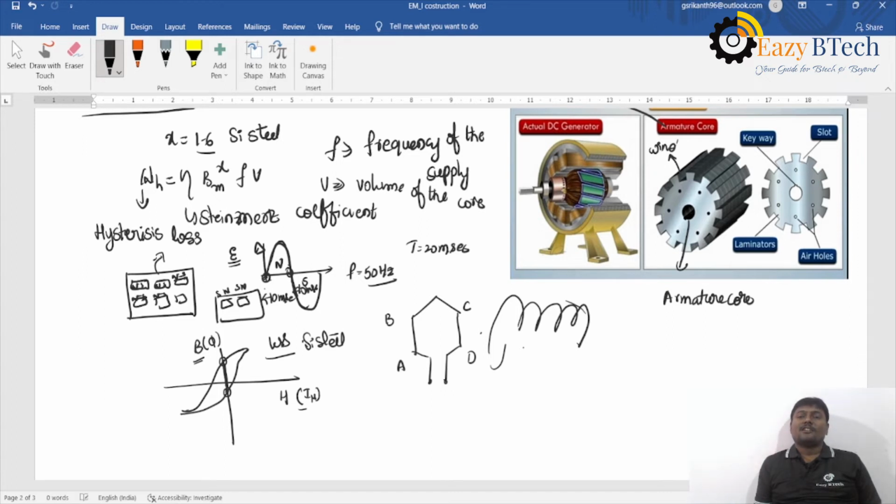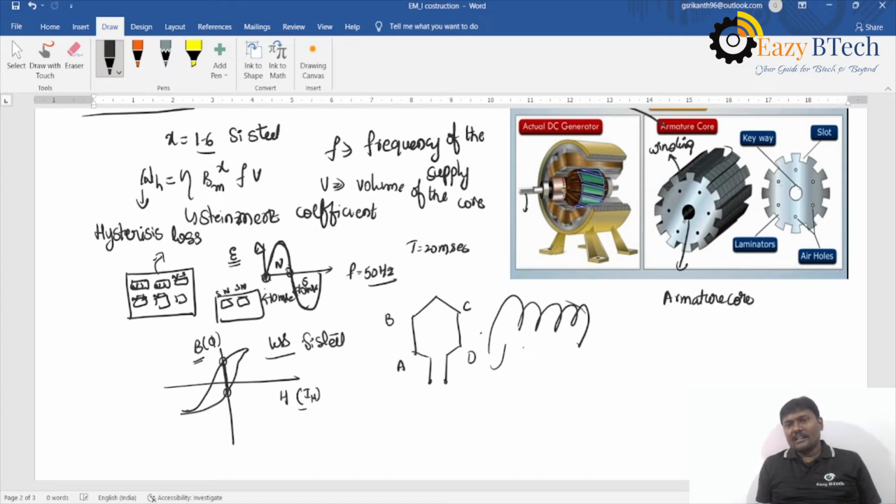The outer periphery of the armature core is slotted in order to accommodate the winding. So here we place the winding like this. These air holes are provided for cooling purposes. When it is rotating at 1500 rpm or 1400 rpm, some heat will be produced, so in order to cool down the winding, air holes are provided.